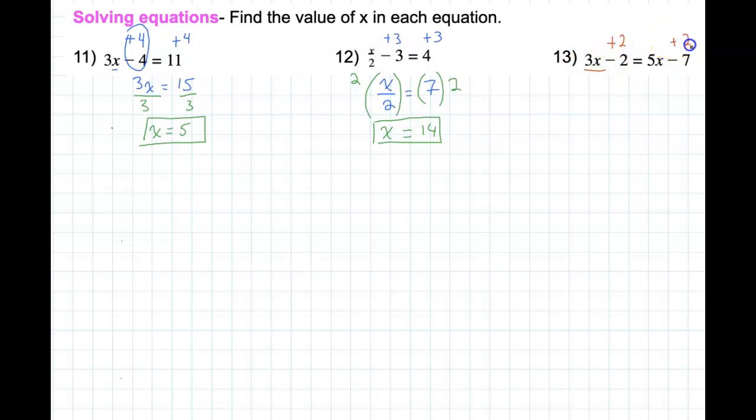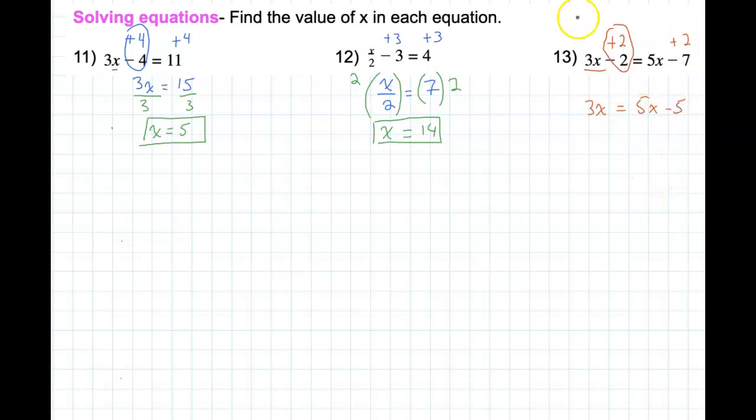This might not be the way you wanted to do it. Maybe you wanted to get the x's combined first. Okay, so that will leave 3. This is just going to become 0 here, right? Because I undid the subtraction. So I have 3x is equal to 5x. And when I add 2 here, it's going to be minus 5. Okay?